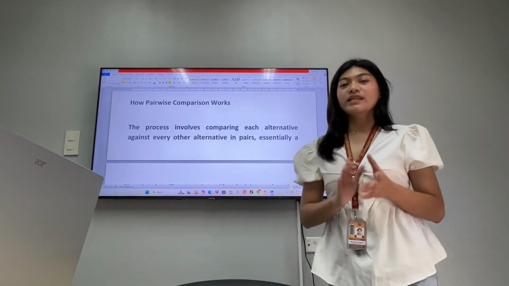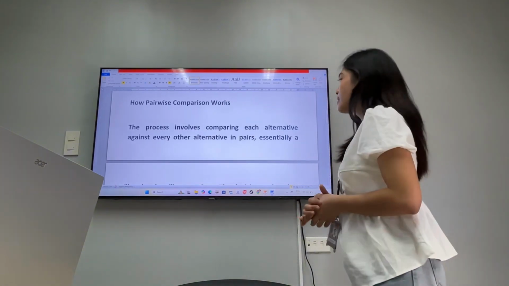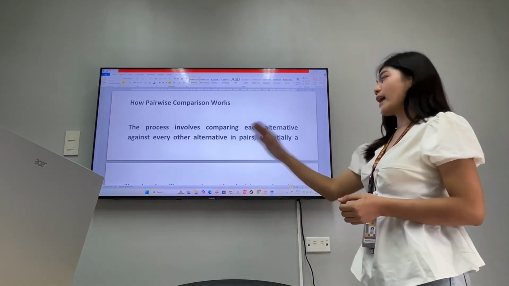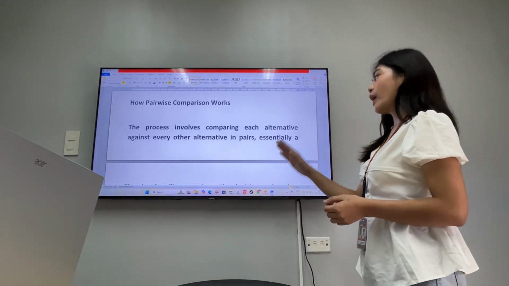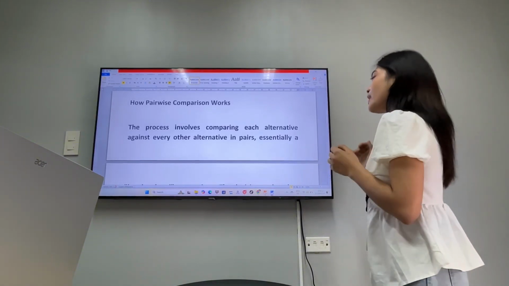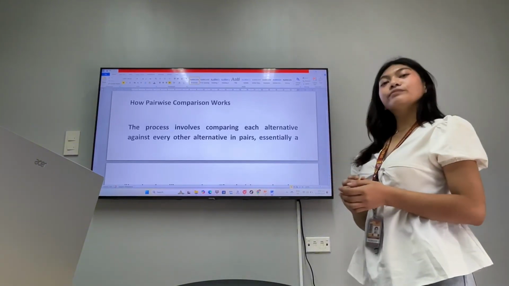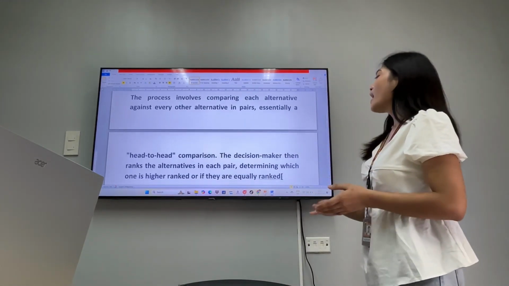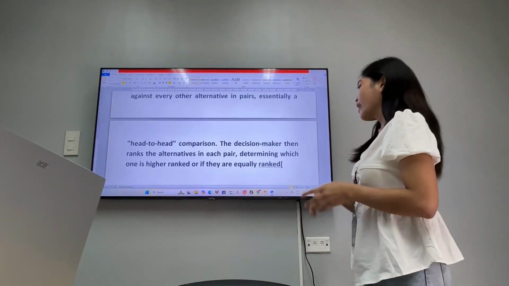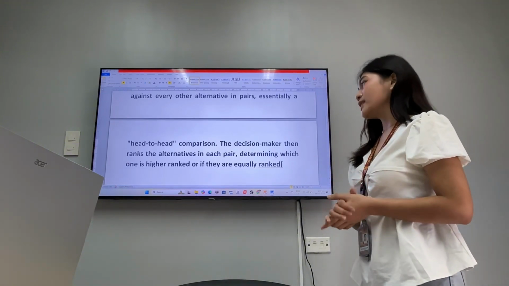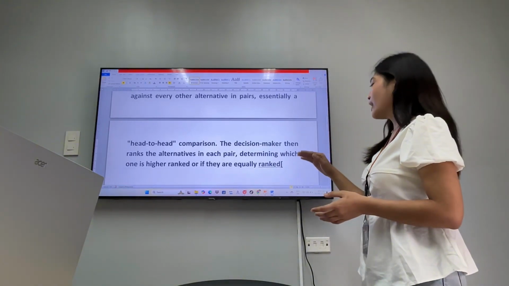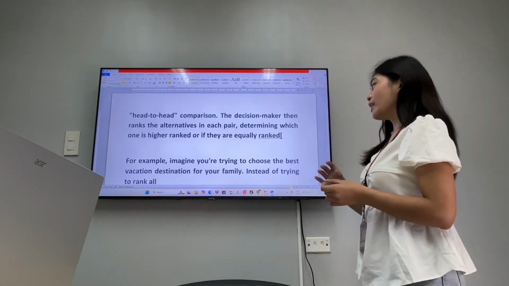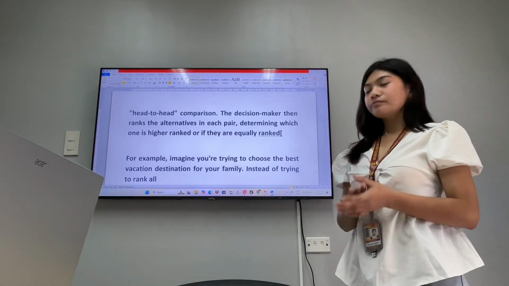So how does the pairwise comparison method work? The process involves comparing each alternative against every other alternative in pairs. Essentially, a head-to-head comparison. The decision maker then ranks the alternatives in each pair, determining which one is higher ranked or if they are equally ranked.